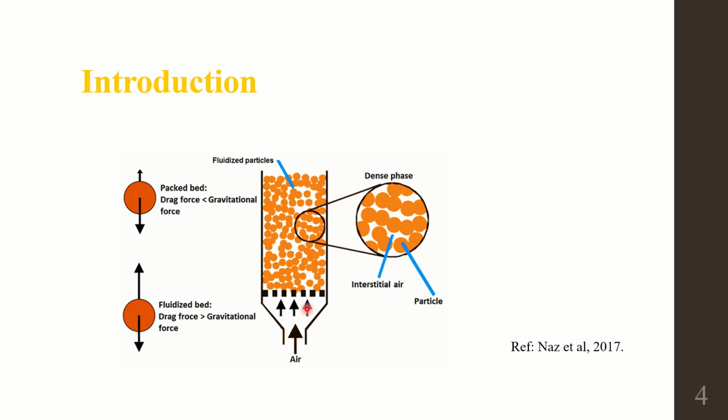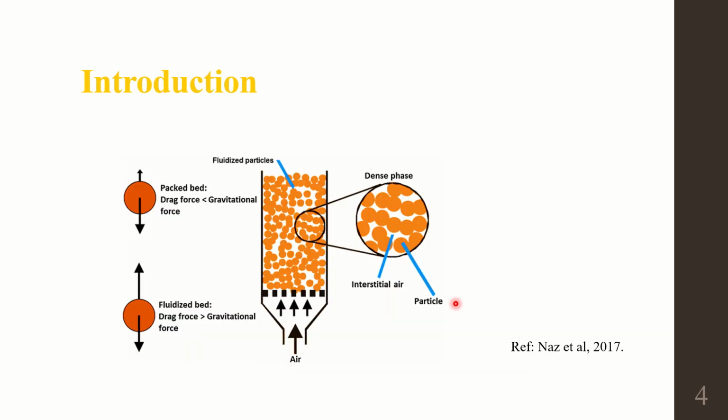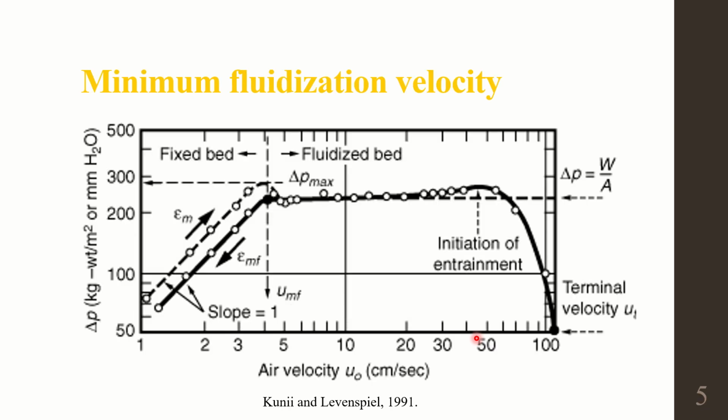Whereas once the velocity has exceeded the minimum fluidization velocity, the drag force on the particle would exceed the gravitational force. Thereby, the particles also would start moving. So this is known as a fluidized bed. Before that, what exactly is minimum fluidization velocity? We have mentioned it several times, so what exactly is it?